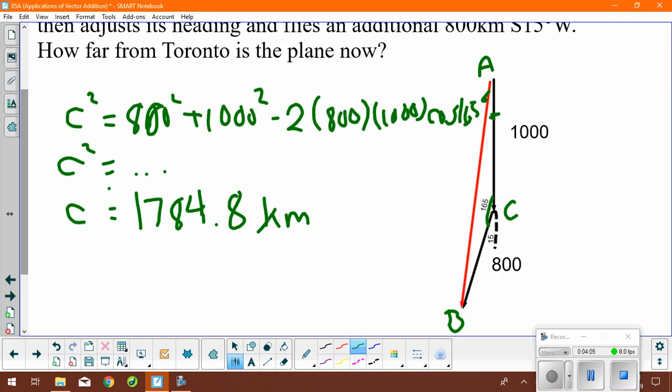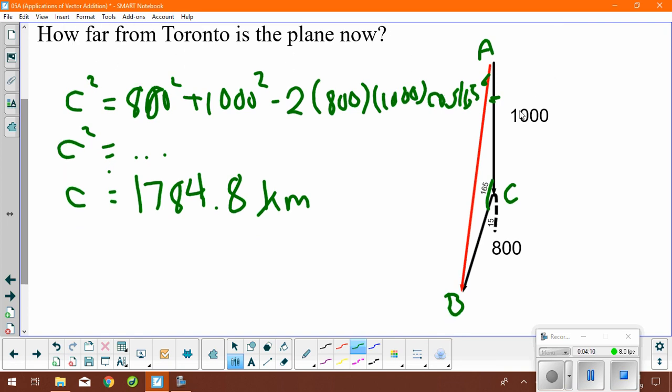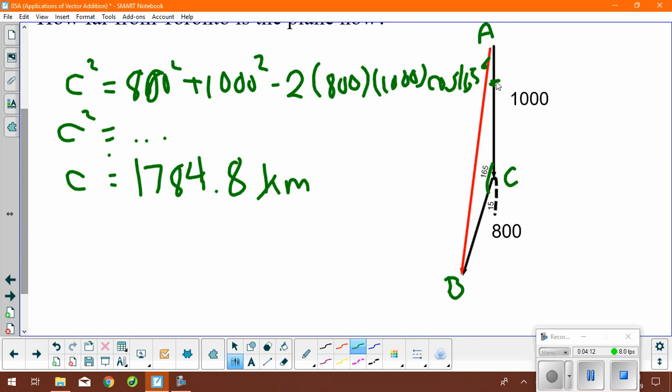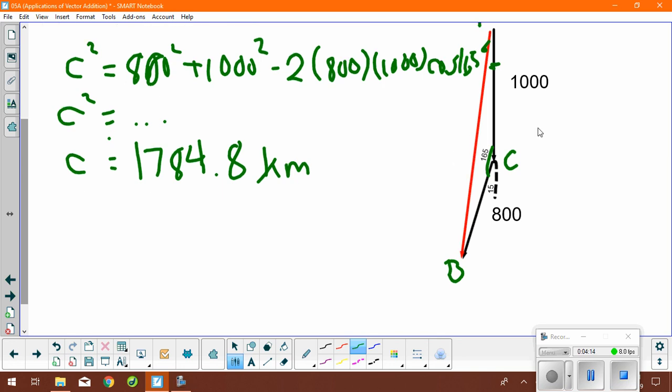Okay, so again, I guess it's not technically asked that in the question, right? It just says how far. Okay, but we may as well practice that step. Okay, if I want angle A now, I have enough information to use sine law, and I can get angle A.